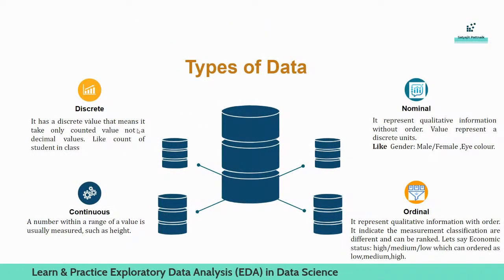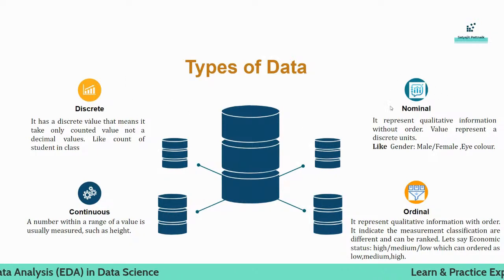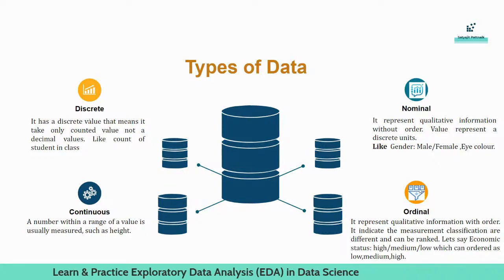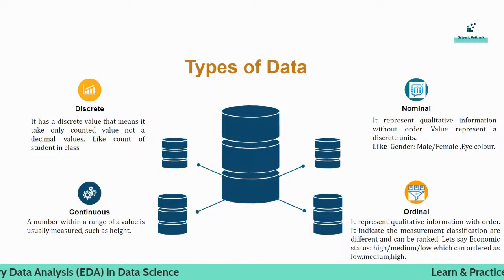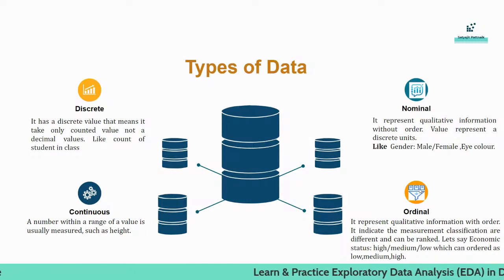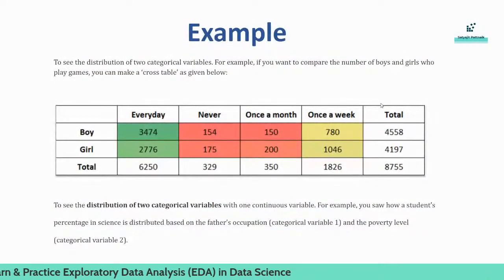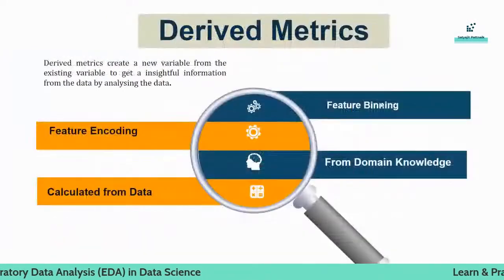Discrete, continuous, these are on the left side for the numerical data, and the right side is for the categorical data. Nominal is for things like gender, male, female, or eye color, or geography. These are nominal data. Ordinal data is in increasing or decreasing order. Let's say primary, secondary, graduation, post graduation, PhD. That's going to be ordinal categorical data. In that case, you can probably use label encoders. Okay. Segmented univariate analysis, bivariate analysis.